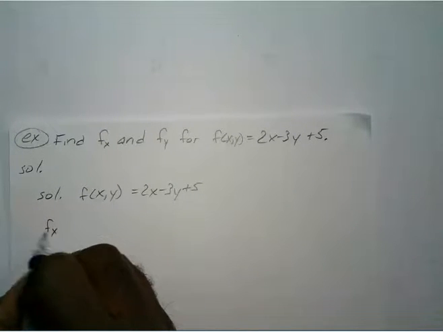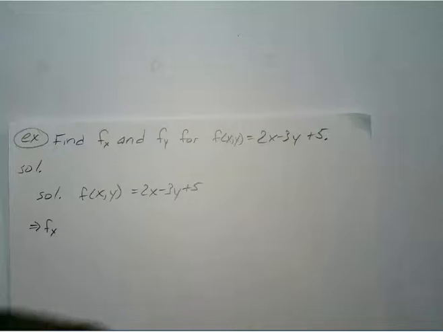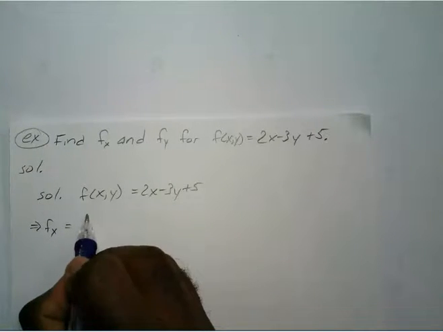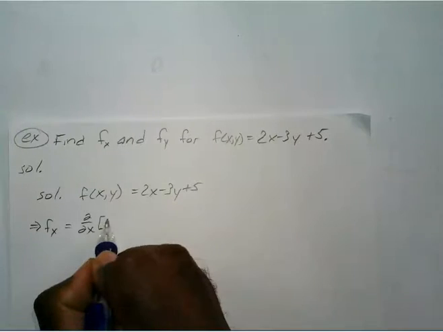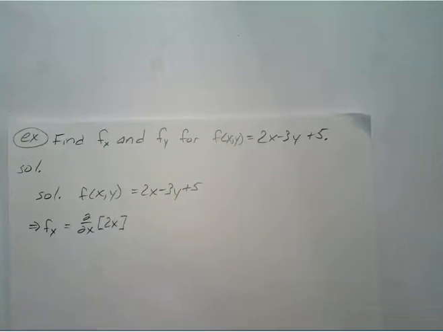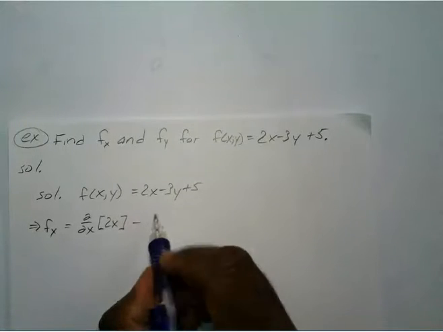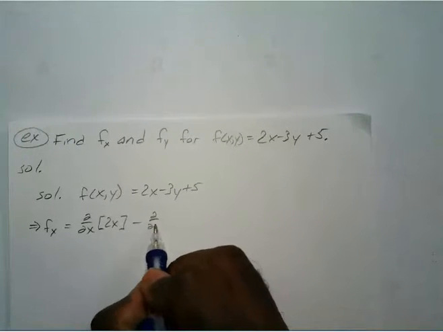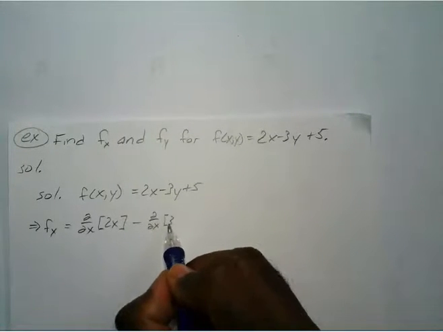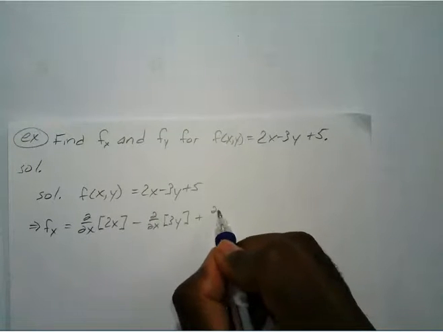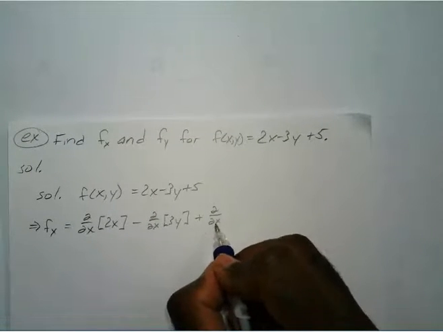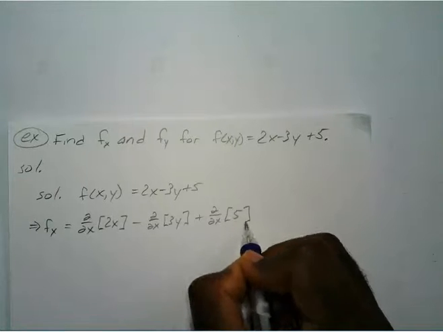So our partial with respect to x is just the partial with respect to x of 2x, minus our partial with respect to x of 3y, plus our partial with respect to x of 5.